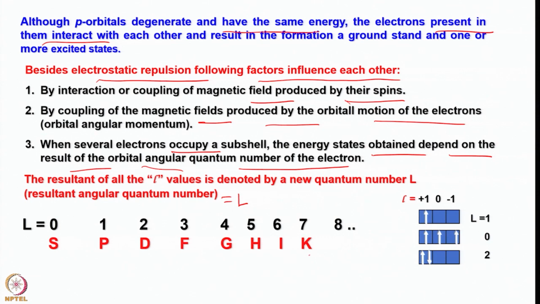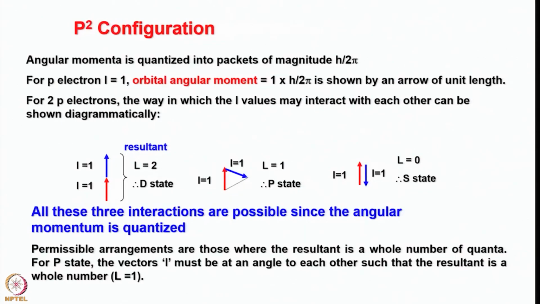That is the reason J is omitted while considering the term for the resultant angular quantum number depending upon the values. For example, l equals +1, 0, -1 is there, and you can have L equals 1, 0, 2 values. This is how you can consider. So now let us come back again to the p2 configuration.